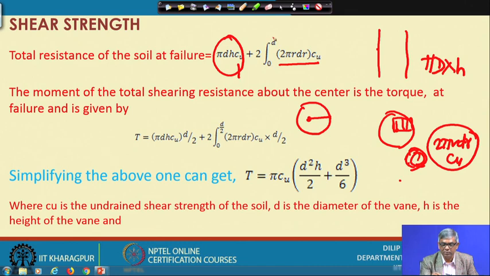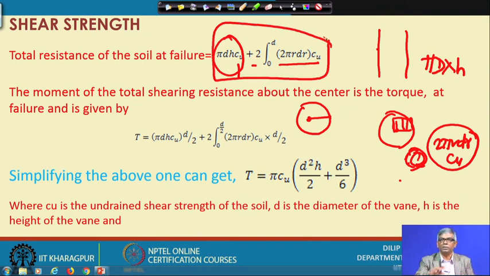So I will have to integrate from 0 to d, and since resistance comes from top and bottom, if I assume the resistance from the top and bottom is the same, after doing this I can multiply by 2. This will be the total shear force developed by the vane. Now, we have applied moment, so you have to equate with the moment only.